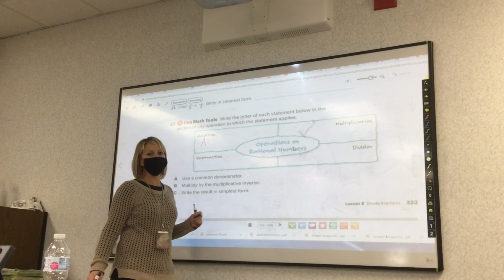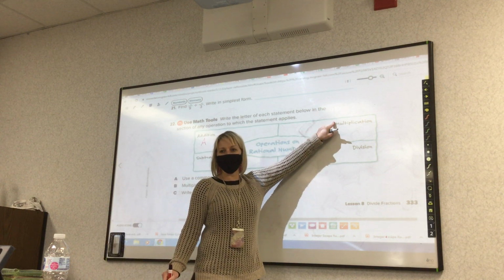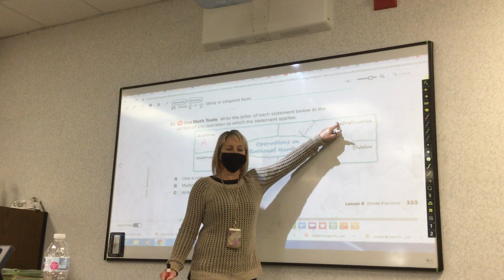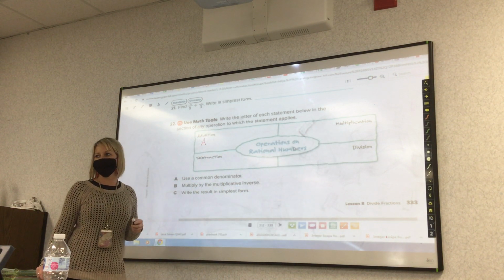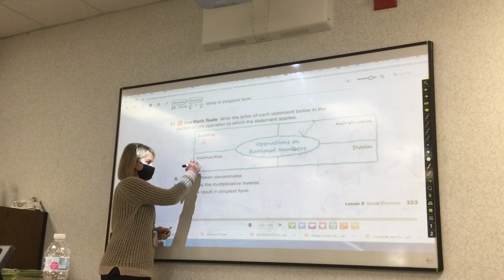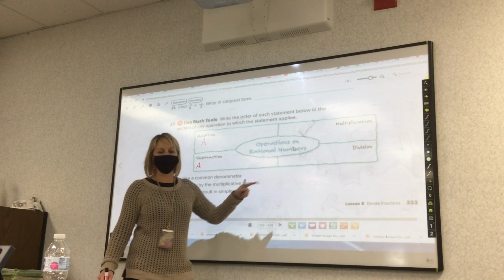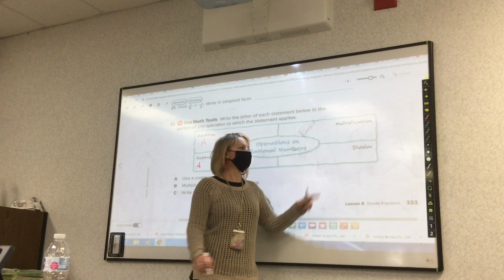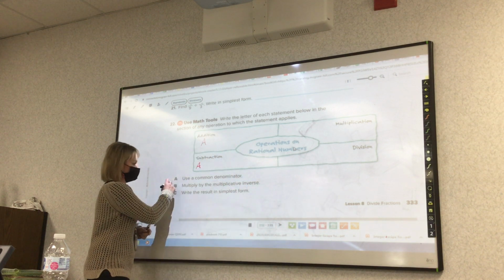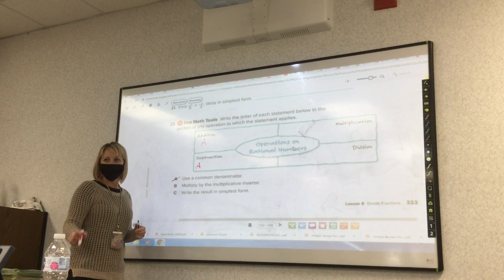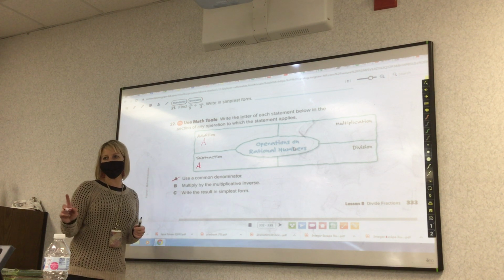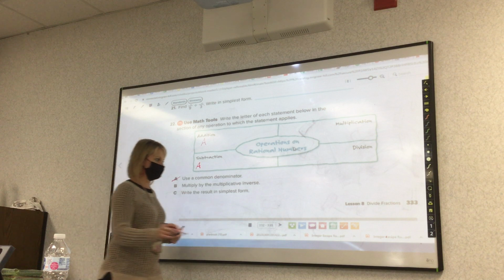So I put a letter A. When multiplying fractions, do I have to have a common denominator? No. Nope, so I'm not going to put an A. When subtracting fractions, do I have to have a common denominator? Yes. So I'm going to put an A. With dividing fractions, do I need a common denominator? No. So I don't put an A. So then A is done. The multiply by the multiplicative inverse. What's another word for multiplicative inverse? Reciprocal. Write it down.